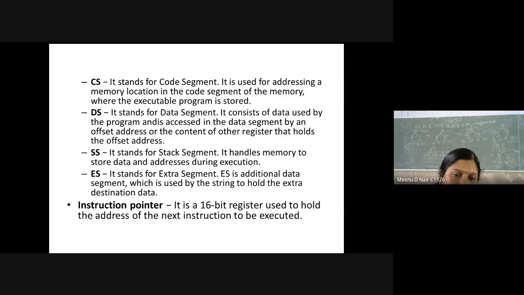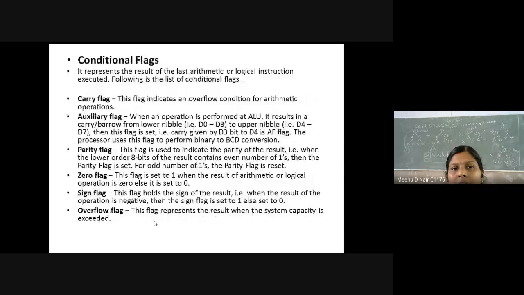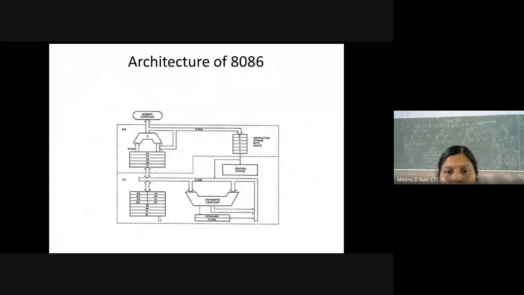And the last point is the instruction pointer. This is a 16-bit register used to hold the address of the next instruction to be executed. That is what an instruction pointer is, right? So these are the main parts of the architecture of the 8086.